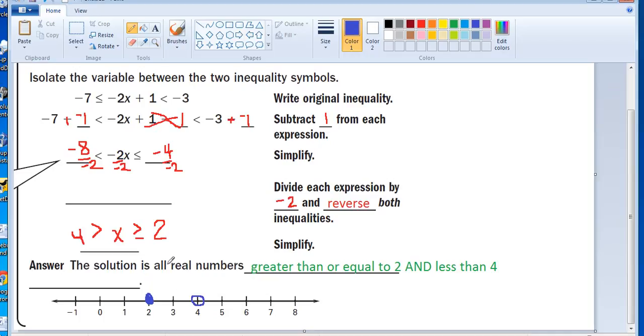So we're looking for things that are greater than or equal to 2, and it has to be less than 4. So really, it's everything right in here. So anything, 2 1/4, 3, 3.1, 3.9, those work. 2 also works, but 4 doesn't work.